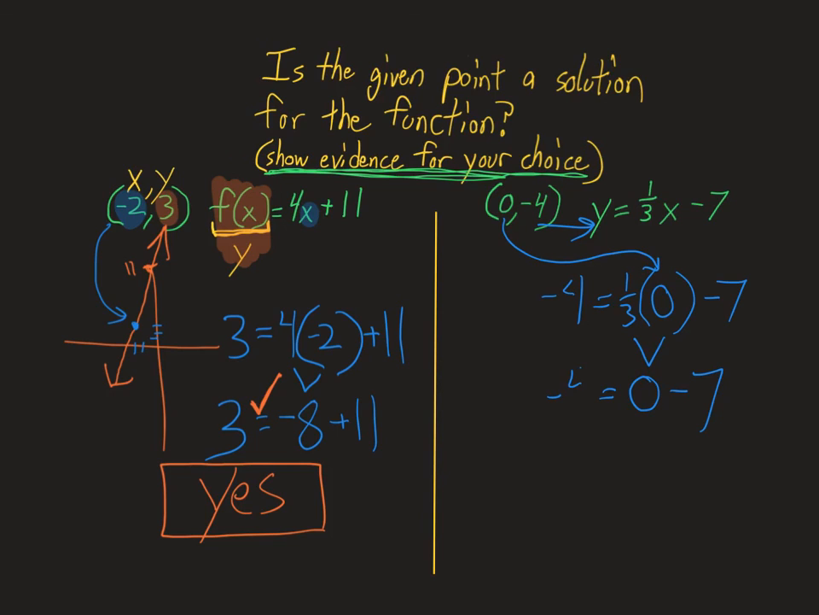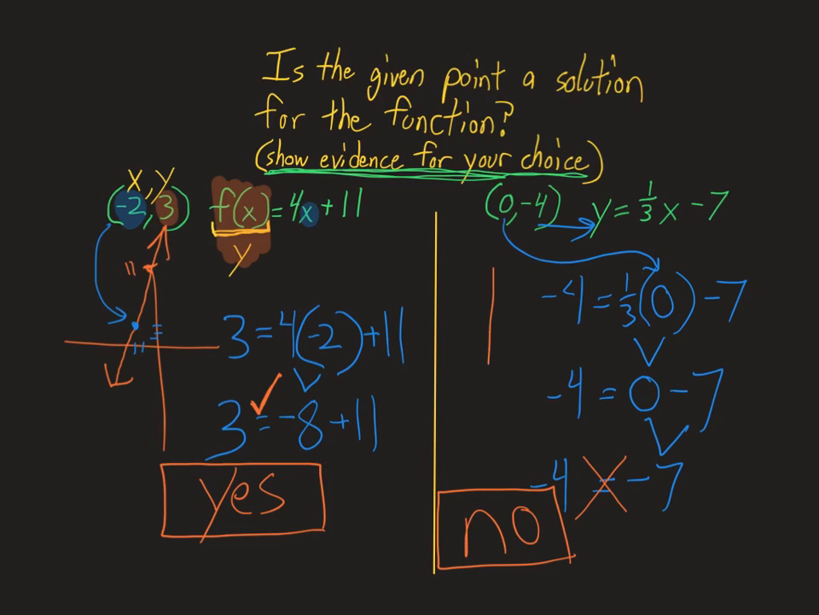So really, we're just checking that. 0 minus 7 is negative 7. Negative 7 does not equal negative 4. Absolutely not. So no. That point is not a solution to that equation.